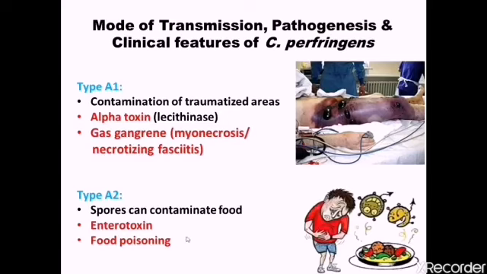Type A2 produces food poisoning. The incubation period is around 8 to 16 hours. There is watery diarrhea with or without vomiting, and actually, vomiting is little if it is present, along with cramps and abdominal pain. It resolves in about 1 to 2 days.